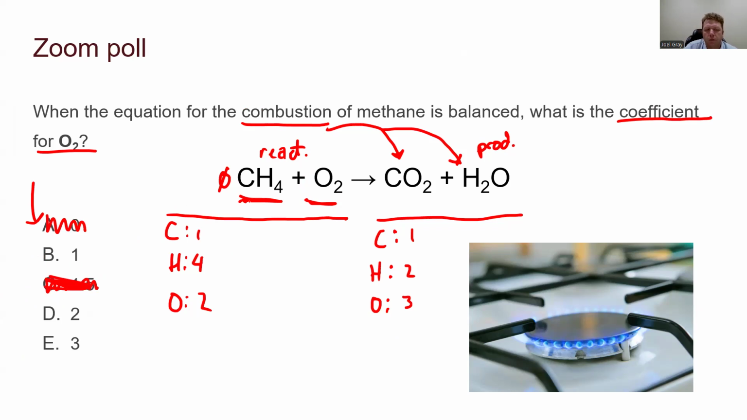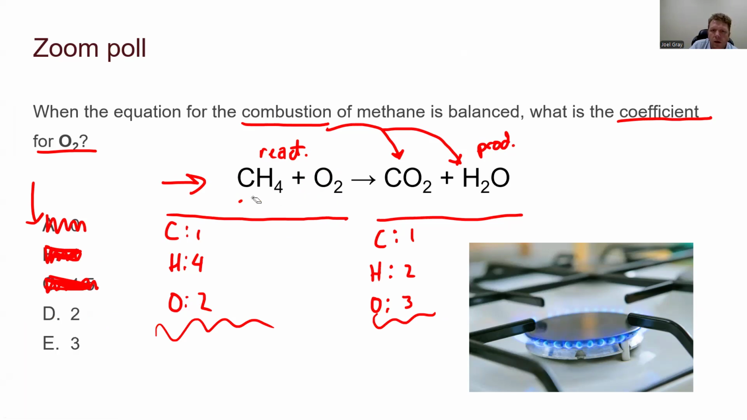So now we're left with B, D, or E. If it's 1, well, is it balanced? Effectively, the coefficient is 1 in front of that O2. So what that means is that B is out of the picture. Now we're left with 2 or 3. We know that B is out of the picture because 1 in front of O2 would not balance it, because what we're looking at right here and here is out of sync. It's not balanced.